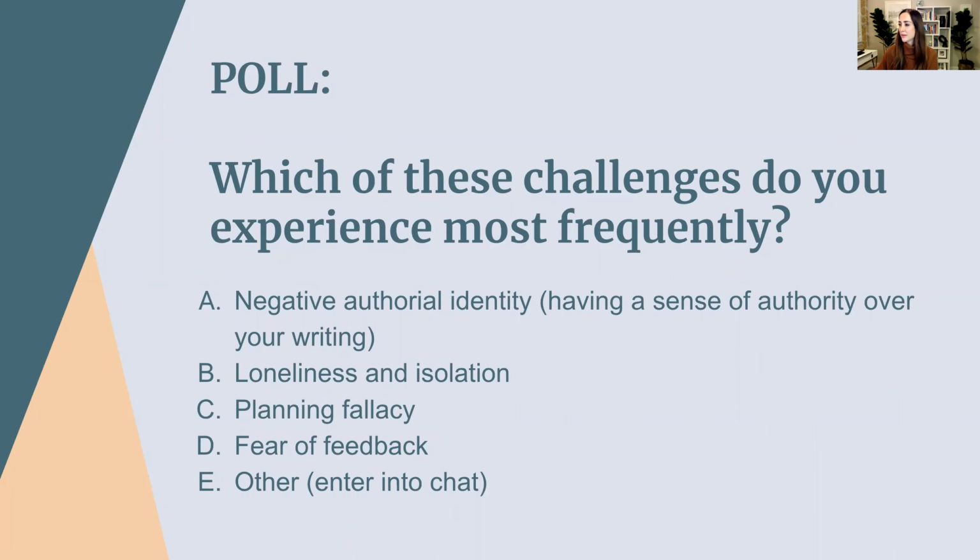Okay. Going to share the results so you can see. Negative authorial identity, only 10% of you. I would imagine that by the time we get through that section, more of you will identify with that. Loneliness and isolation, 38%. Planning fallacy, a good 33%, a third of you. Fear of feedback, I ended up changing that to just feedback in general because it's a little more than fear. There's some resistance to feedback we'll talk about. And then other, 8% of you put other.